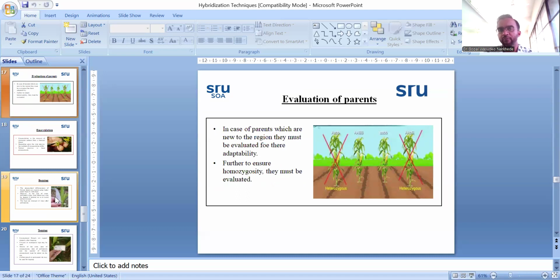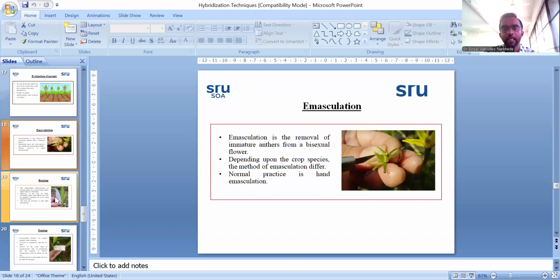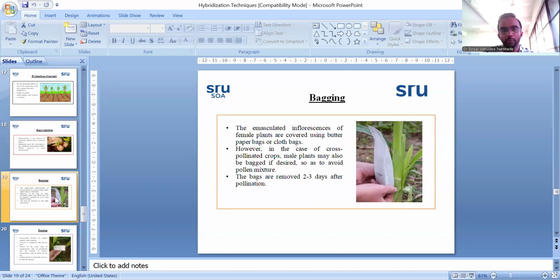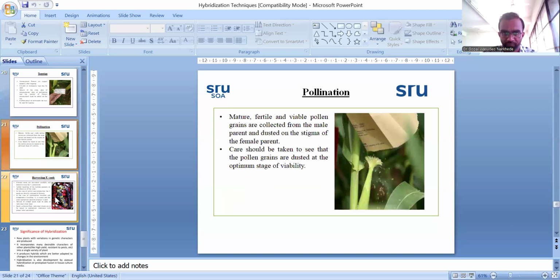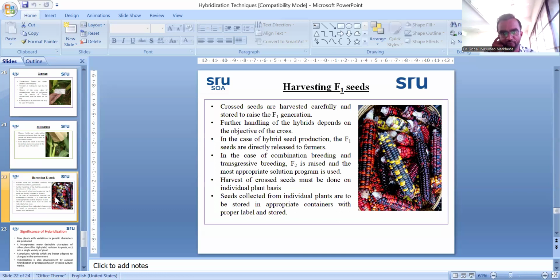If you don't have data related to your parents, then you have to evaluate those parents to ensure their homozygosity. Before hybridization, please ensure that the parents you are using are completely homozygous. You have to do emasculation. After emasculation, you have to bag, and the bags are removed 2 to 3 days after pollination. Similarly, during bagging, you have to do tagging. Then pollination. Then you have to harvest the F1 seeds.